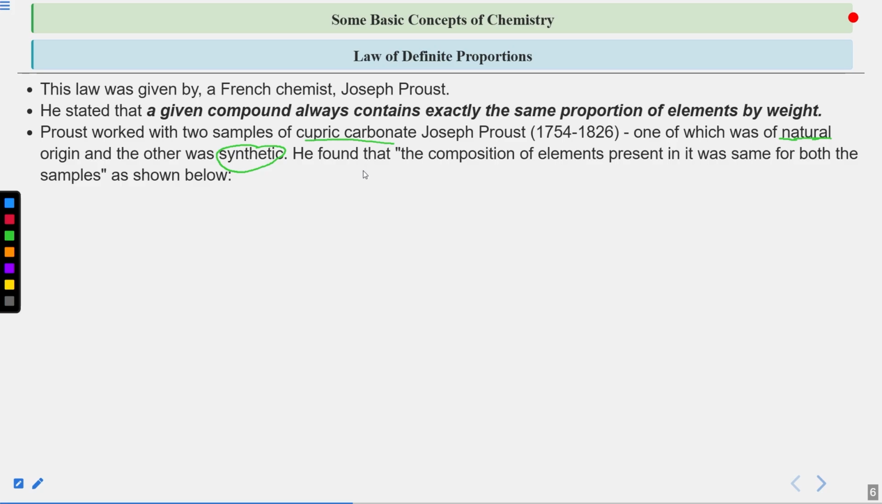Further, when he carried out experiments, he found that the composition of elements present in cupric carbonate was the same in both of the samples. So it was not depending upon the source from which cupric carbonate was obtained. Now let us see that composition.